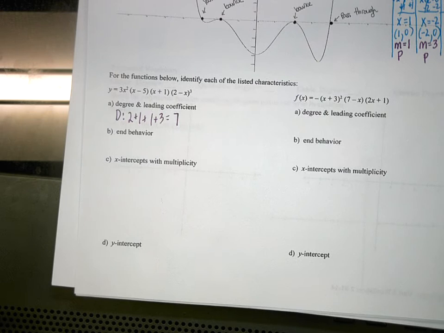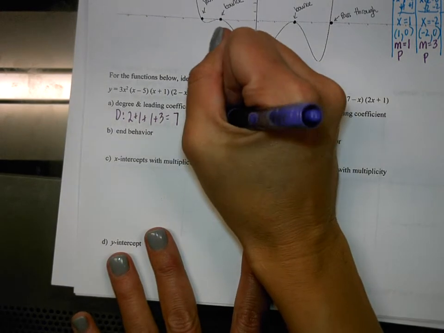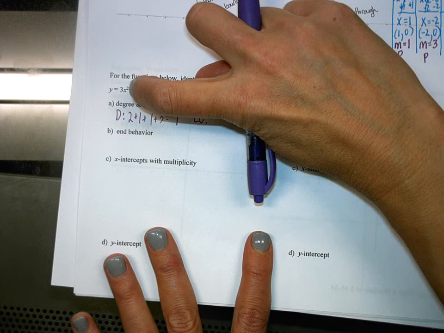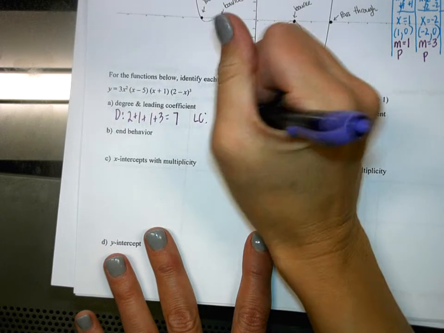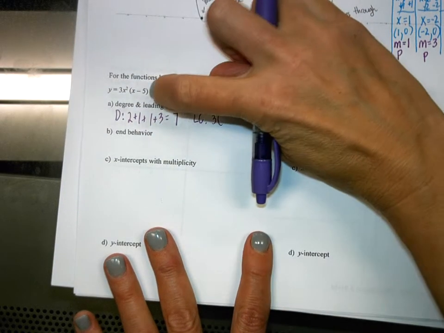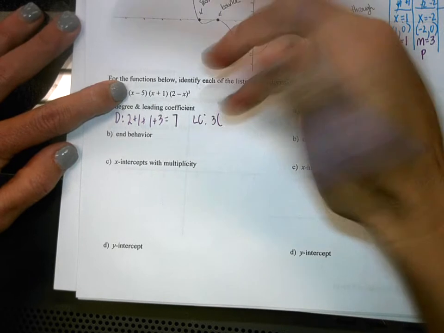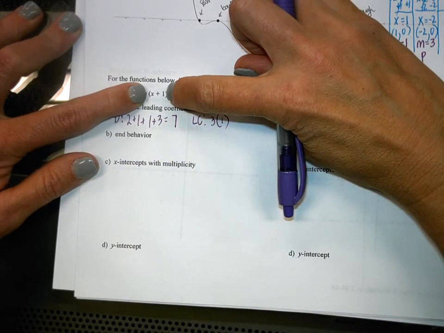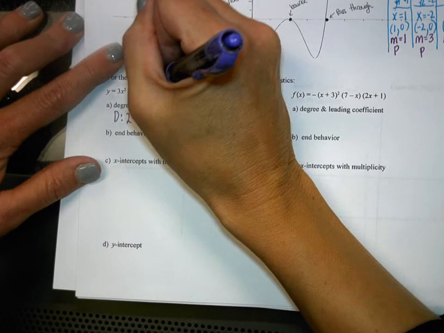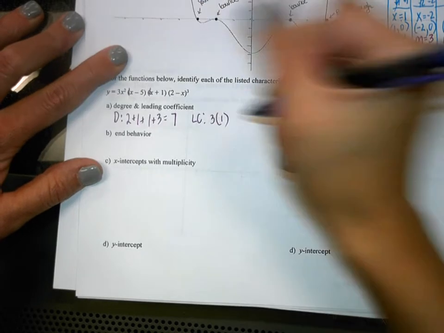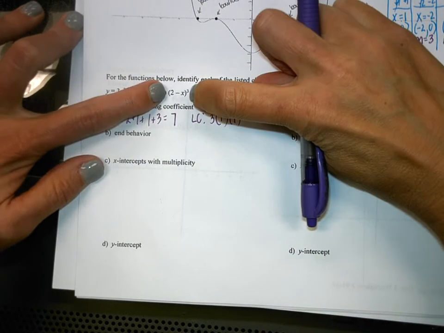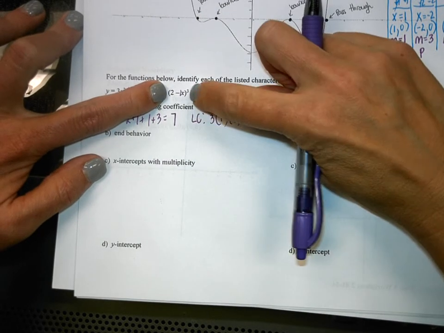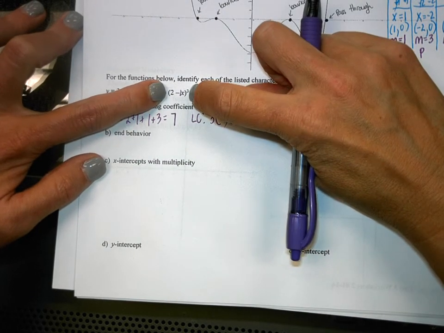Okay, your lead coefficient. What is the coefficient of our first factor? 3. What's the coefficient of this factor? 1. What's the coefficient of this factor? And this one is coming from that one there, so that's 1. And what's the coefficient of this factor? -1, but this one is to the third power.